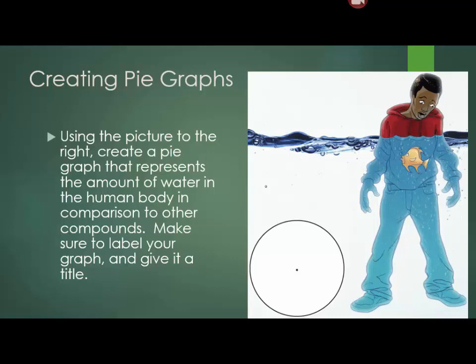Creating pie graphs. Use the picture to the right and create a pie graph that represents the amount of water in the human body in comparison to other compounds. Make sure that you label your graph and also give it a title. Remember, approximately 2/3 of your body is made up of water.